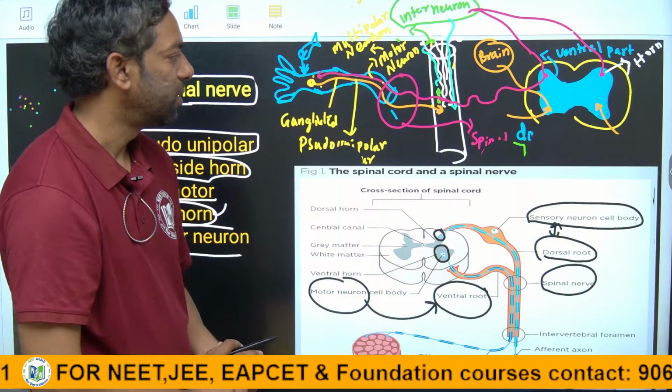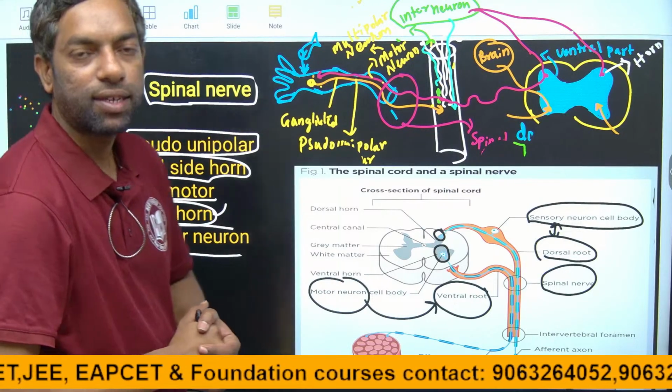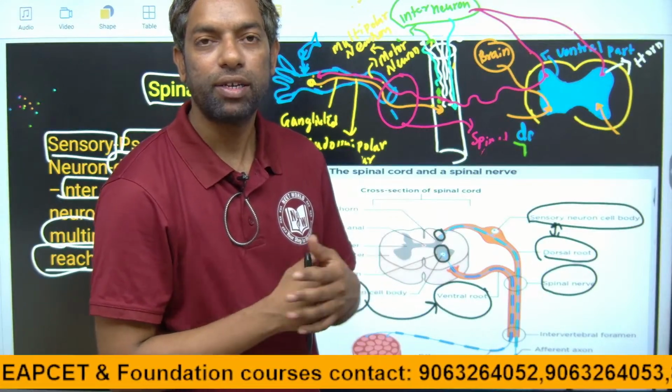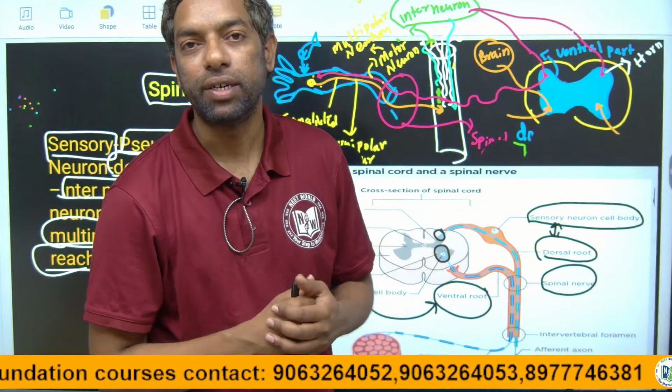So, next part. We are going to discuss what a reflex action is, what polarity is, and what nerve conduction and impulses are.